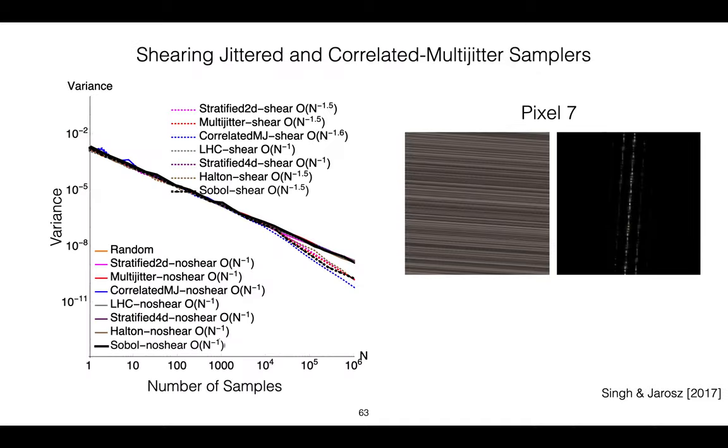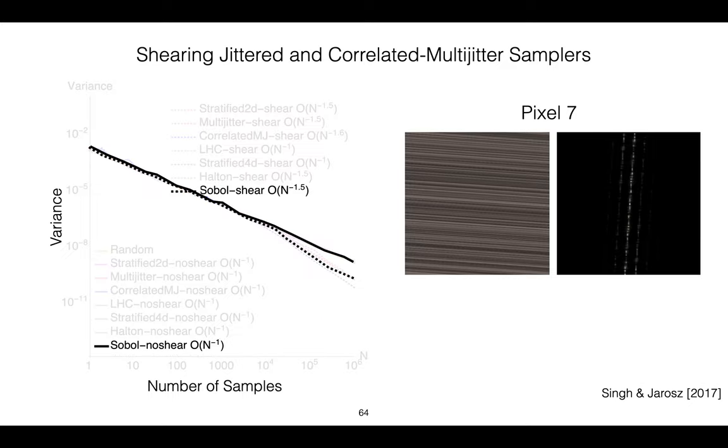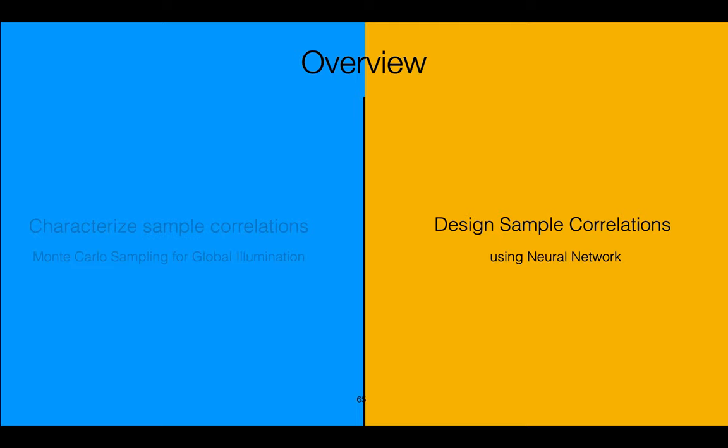in the rendering. We compared convergence rate for different samplers. I'll just focus on one of them. So for example, for Sobol here in 2D for this light field scene, when rendered, the sheared version shows improvement in convergence compared to the classical version.